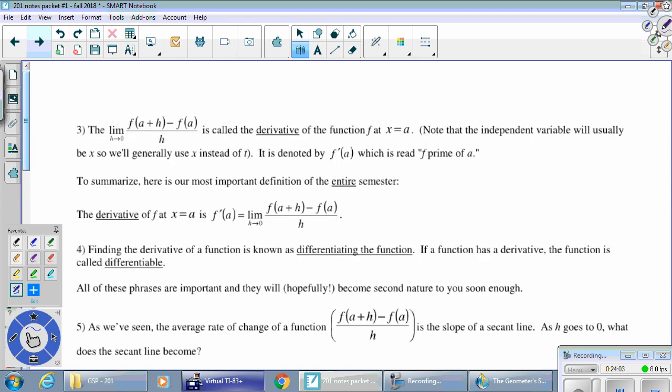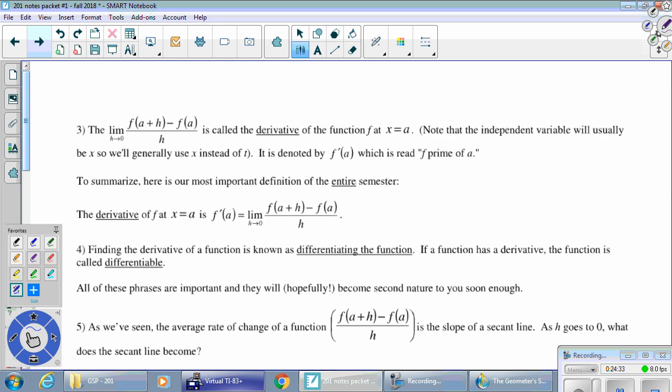Okay, number three, the limit as h approaches zero of f of a plus h minus f of a over h, that's the thing we saw at the start on the previous page, is called the derivative of the function f at x equals a. Note that the independent variable will usually be x, so we'll generally use x instead of t. It is denoted by f prime of a, written f, apostrophe, a in parentheses.